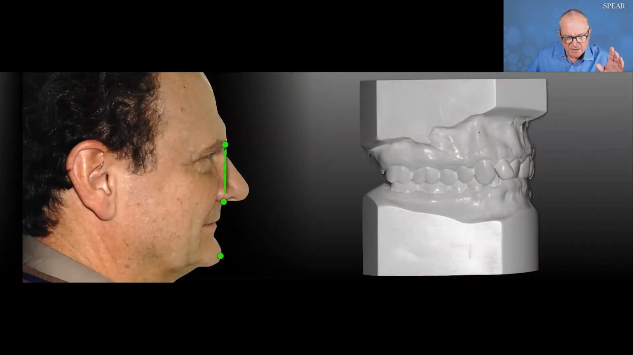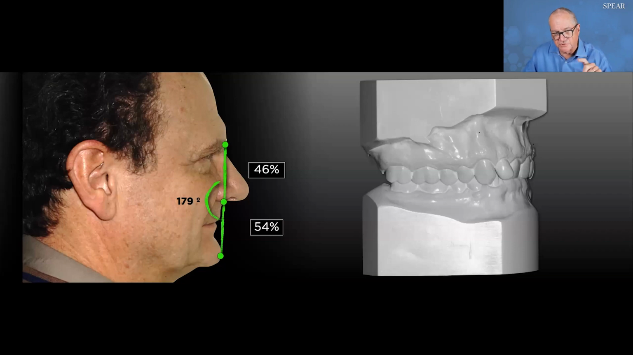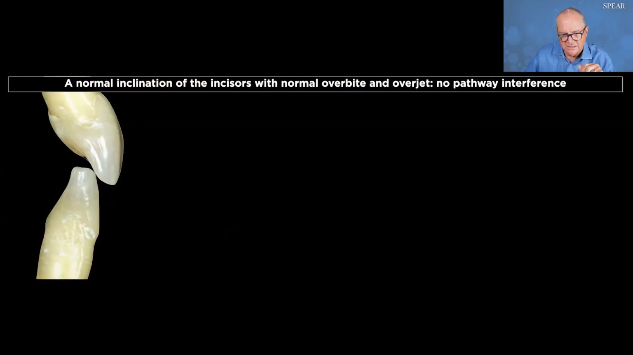Go to the face. He actually has a fairly prominent chin, so his profile is a little flatter than what most would be normal. His vertical facial development is normal. He has a class 1 molar relationship on each side. He has no wear on his back teeth. This isn't a vertical dimension problem. This is an anterior tooth position problem. So again, there's the outcome. That's what we're trying to achieve right there.